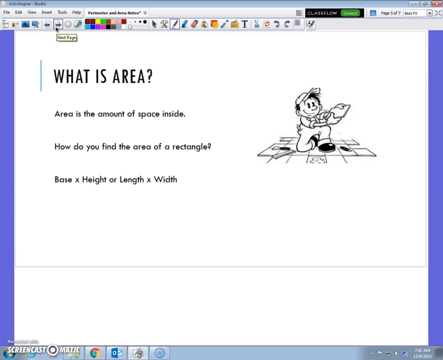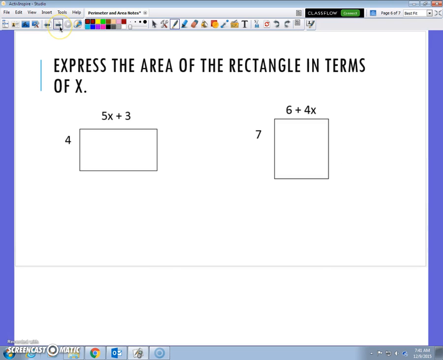Now area, a little trickier. Area is the amount of space inside. So like if you were trying to figure out how many tiles you would need to put a new floor in your kitchen, like Mr. Gillum's doing, that would be something you need for area. And the area of a rectangle is length times width. So let's take a look here. Express the area of the rectangle in terms of x.